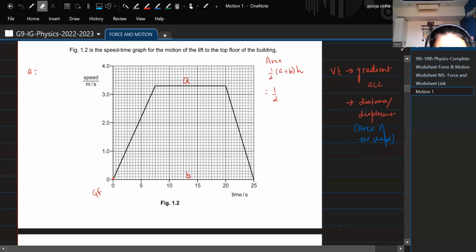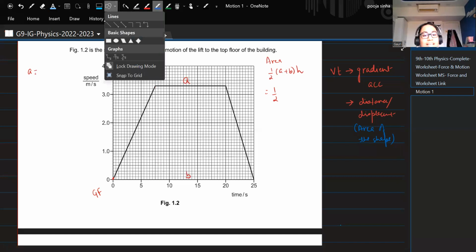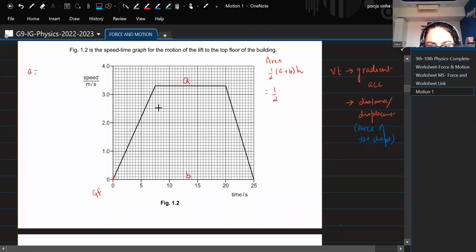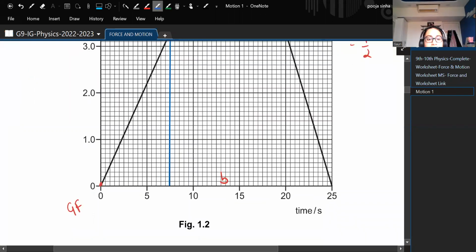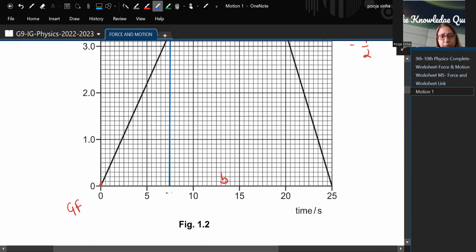Do you want to look at your own screen also? You can. Yes, I'll just do that. This point is somewhere in between here. So I think this is 7.5 and it's going till 20. 7.5. This is 7.5. Okay.